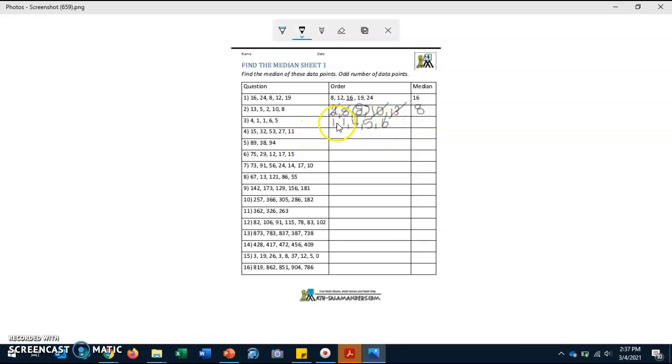And again, we're just going to eliminate so we can see what number is the one in the middle. So we'll take one from the front and one from the back, one from the front and one from the back, and then we have number 4 in the middle. So we would put number 4 right here.